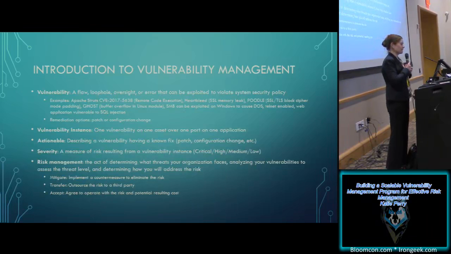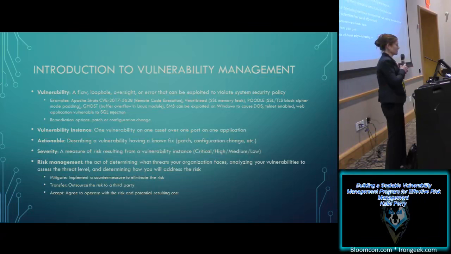Severity, that's the measure of risk resulting from a vulnerability instance. Typically, people use critical, high, medium, or low to describe the severity of a vulnerability, but you could also use a numeric value. The CVSS score is on a scale of 1 to 10 or 0 to 10. I'm not sure if it starts at 0 or 1, but it's a numeric value, so you could also use that. But typically, I think you're going to find people are using critical, high, medium, or low.